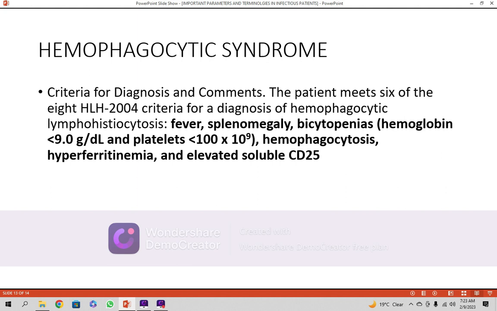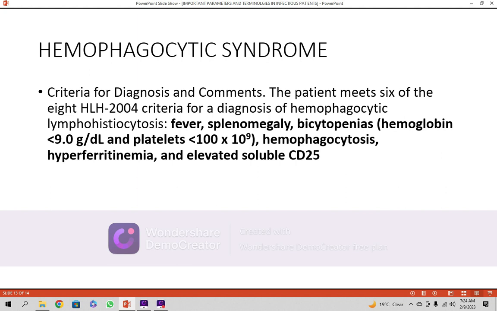It is autophagy, as we call it, eating its own constituents, engulfing its own constituents, and it leads to acute illness where the ferritin levels are much higher. You cannot imagine, 2,000, 3,000, and elevated soluble CD25. If you can do this parameter, it is very good. Otherwise, it is not available everywhere.